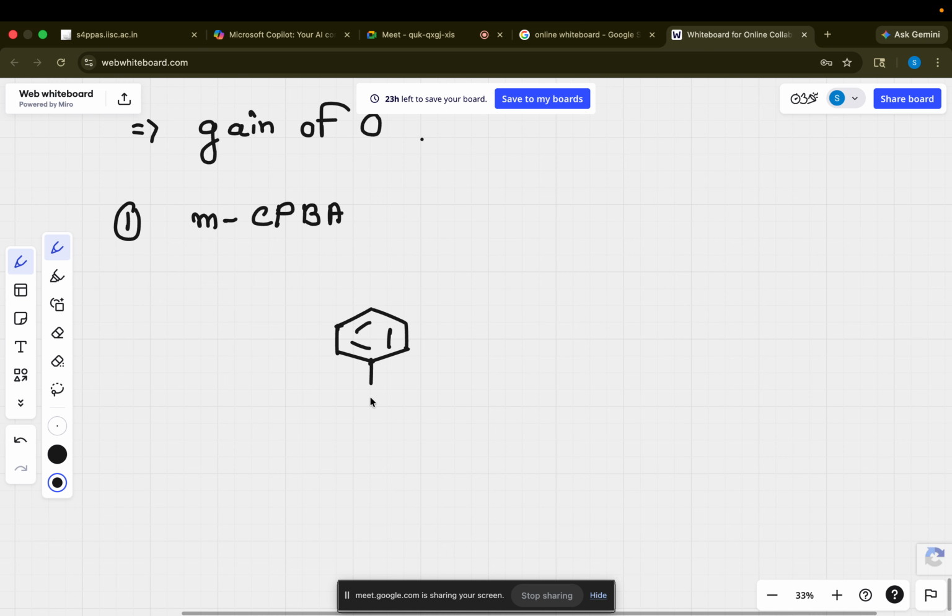So at the meta position you have a chlorine. Chloro, perbenzoic, so C double bond O, then you have oxygen, oxygen, hydrogen. This is your metachloroperbenzoic acid.